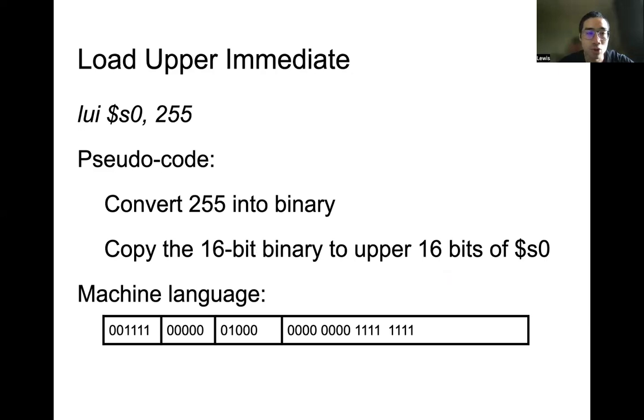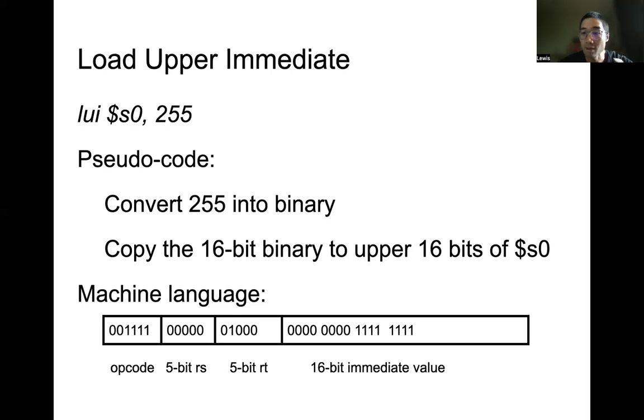The first instruction we can use is called load upper immediate. It takes the register S0, and then the number that you want to put in. The pseudocode of this instruction is that first I'm going to convert 255 into binary, and then I'm going to copy the 16-bit binary to the upper 16 bits of the register, which is S0 in this example. So if you do the translation, the machine language is like this.